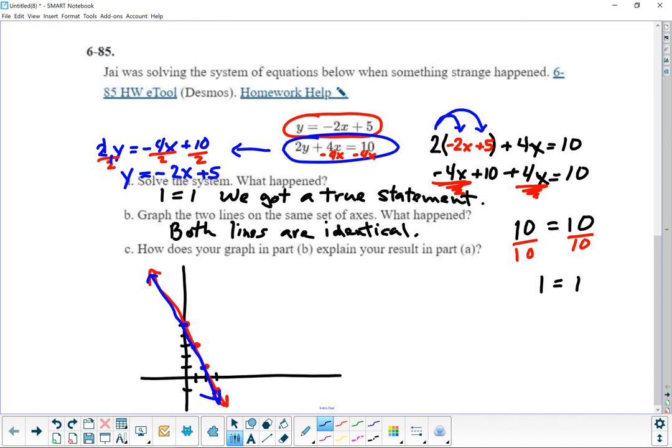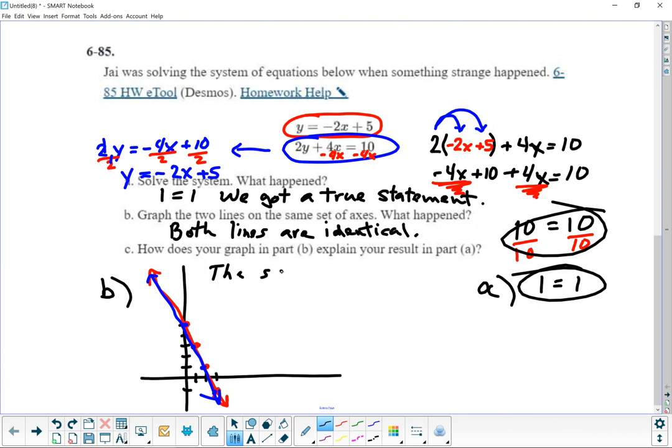How does your graph in part B explain the result in part A? So in part B, we have the graph. In part A, we have a true statement. And basically, when you have a true statement, it means that all the answers are your answers, so you have many solutions. So how does the graph in part B explain the result in part A? Okay, we want to say the same lines have many solutions.